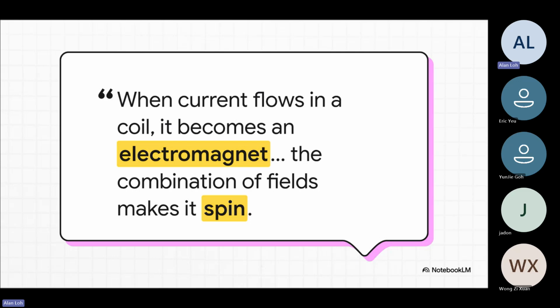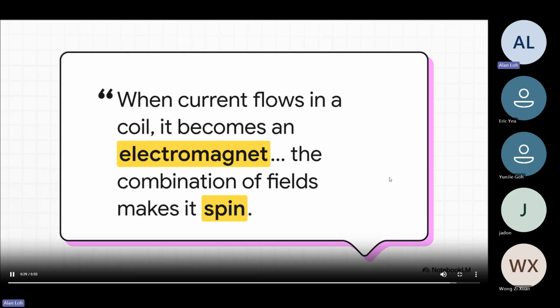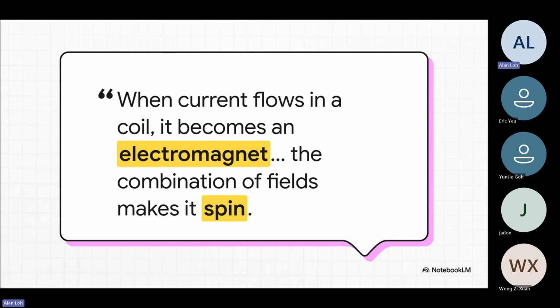You run a current through a coil, which turns it into a temporary magnet. You put that near a permanent magnet. The push and pull, the attraction and repulsion between those two magnetic fields creates a force that makes the coil spin. It's that simple, and it powers almost everything that moves in our lives.